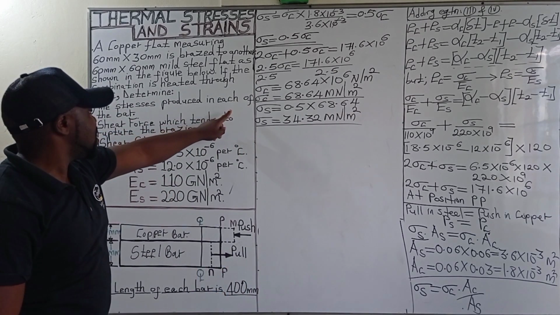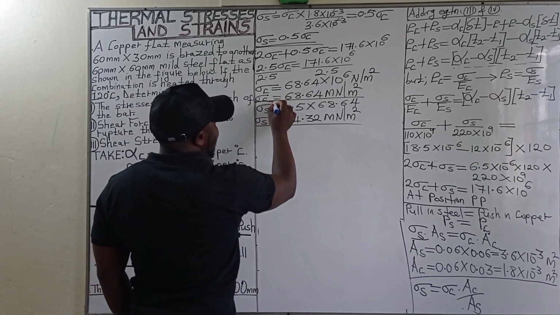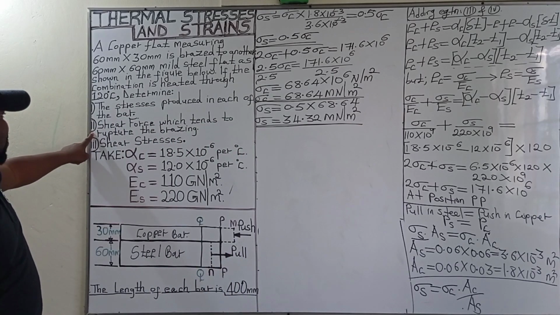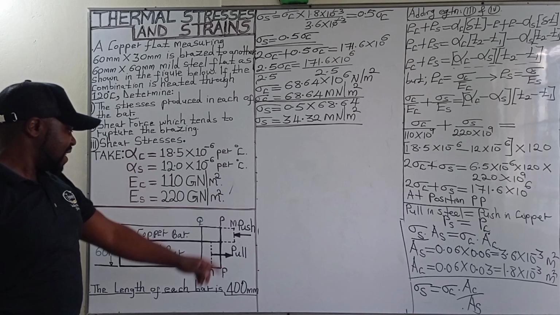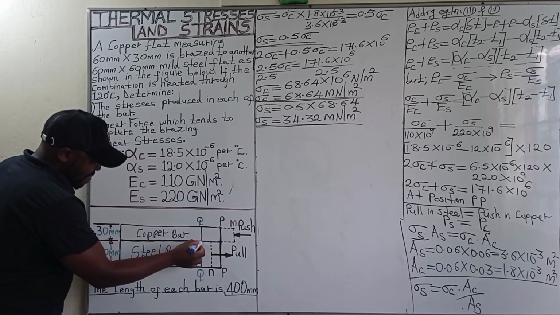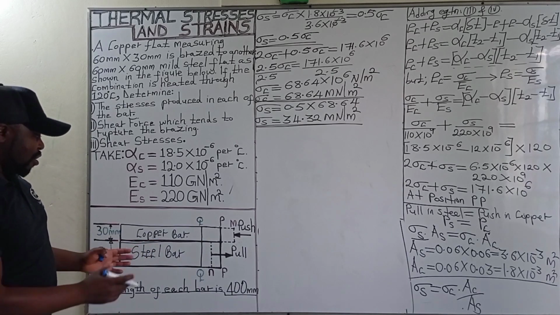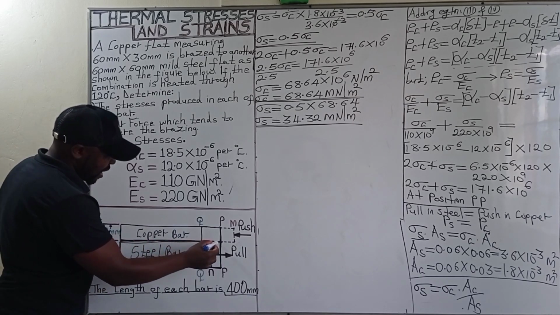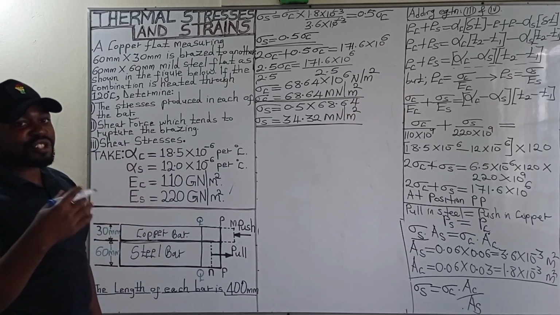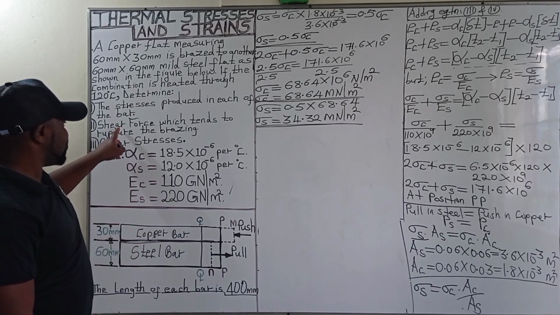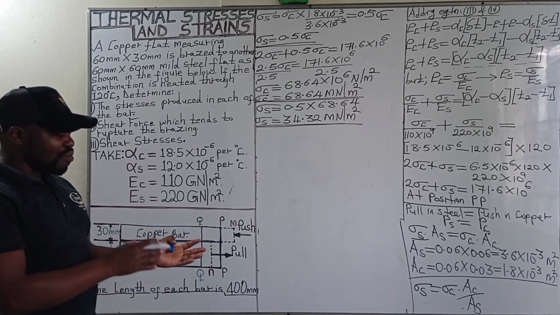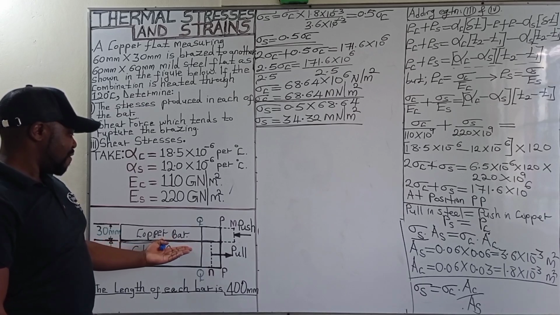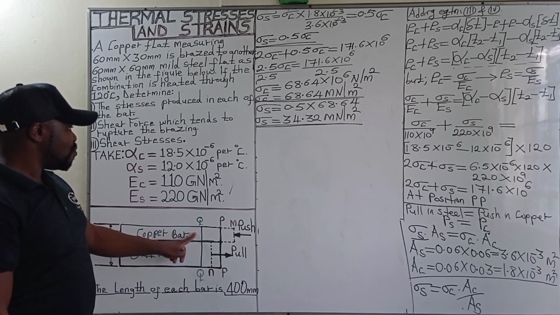Question 1, the stresses produced in each of the bar. Stress in copper and the stress in steel. Very good. Part 2 of the question, the shear force which tends to rupture the bracing. These 2 flats have been brazed along this section. So due to that push and pull, there is a lot of stress that is being experienced along this section, which we call shear stress. So we are being asked to determine the shear force that is resulting from that push and pull, which can result in rupture of these 2 components.